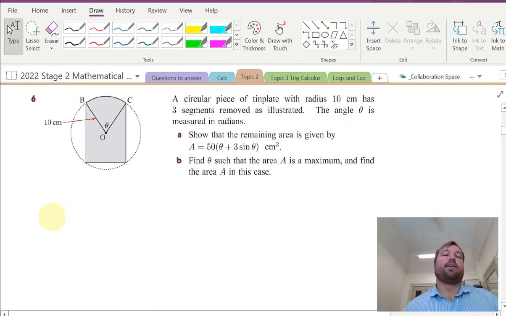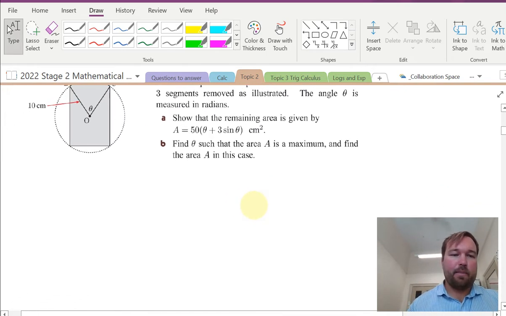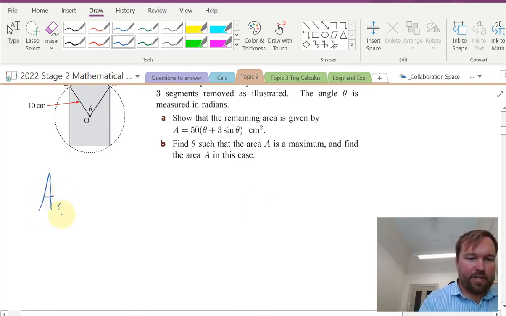Alright, 6. A circular piece of tin plate with a radius of 10 has 3 segments removed as illustrated. The angle theta is measured in radians. Alright, this one requires you to remember a few key things. Firstly, a segment. So area of a segment.